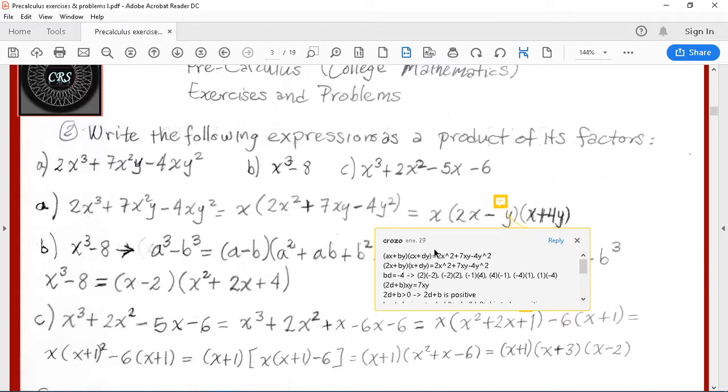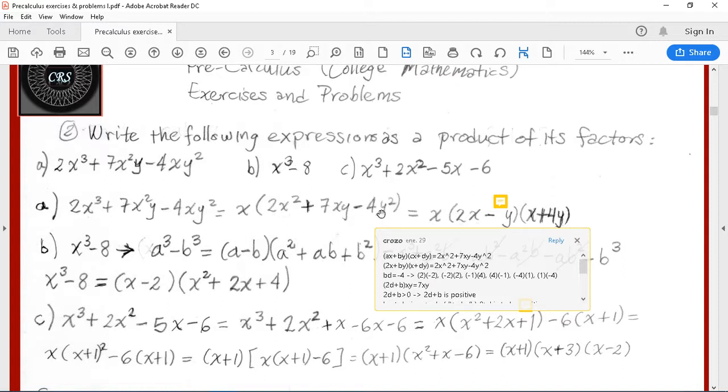Okay, that means that a times c should be 2. What are the factors of 2? 1 and 2. That means that either a is 2 or 1, or c is 2 or 1. So we're going to make a equal to 2, and we're going to make c equal to 1. So we have 2x, we have x here, and we have that the y squared has as a coefficient 4.